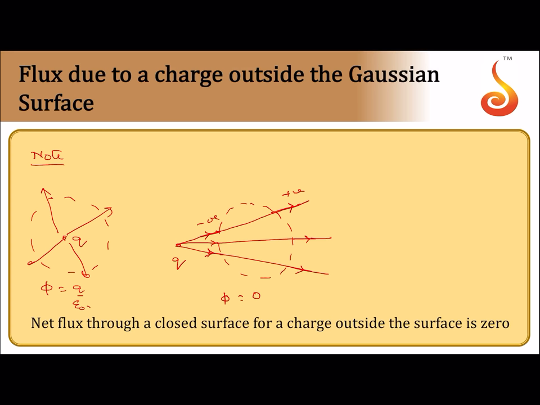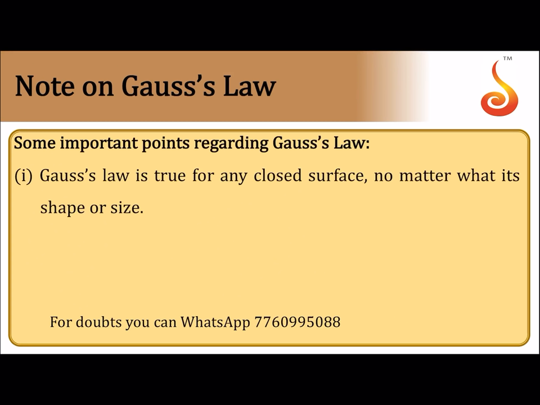Only when the charge is inside the Gaussian surface, you have electric flux. When the charge is outside the Gaussian surface, there is no electric flux through that surface. Okay, next one, an important note on Gauss's law, some important points. Number one, Gauss's law is true for any closed surface, no matter what is the shape or size.